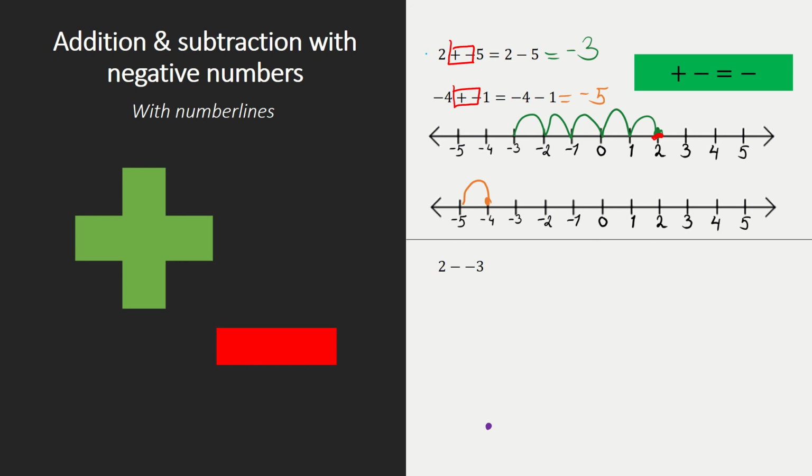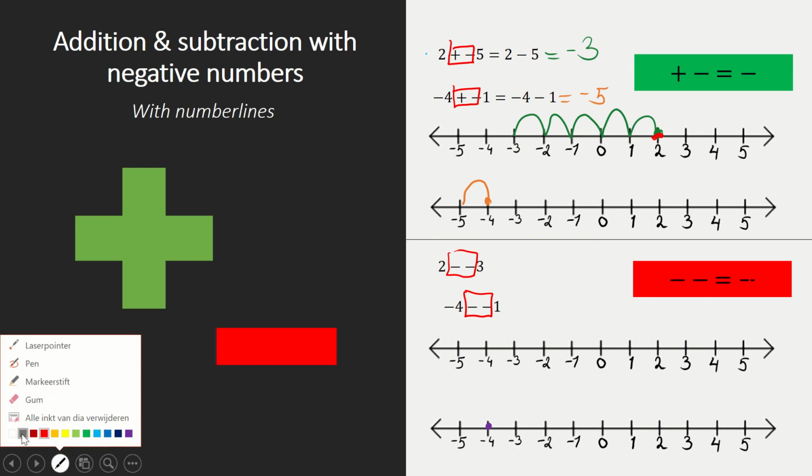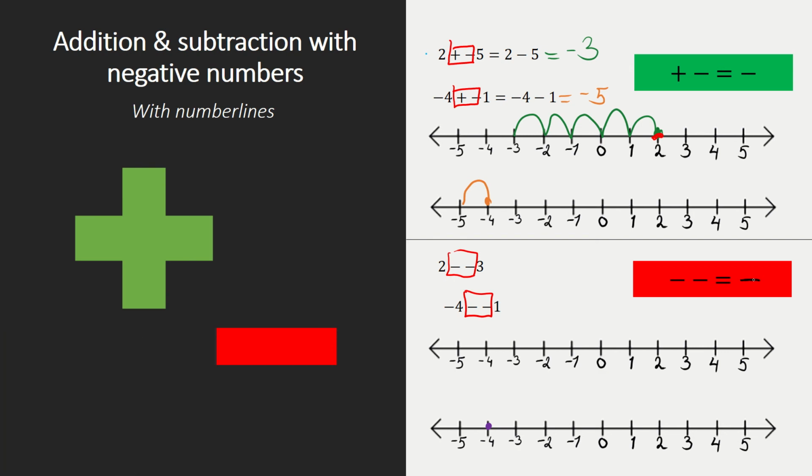Another example when it's almost impossible is when we have, for instance, 2 minus minus 3, and minus 4 minus minus 1. How can you see that on a number line? How can we show that? Then you need to know a rule as well. The rule is as follows. When we have two negative numbers attached to each other, so that's extremely important, they must be attached to each other, no numbers in between, then it's the same as adding. So please write down that that is the same as adding.